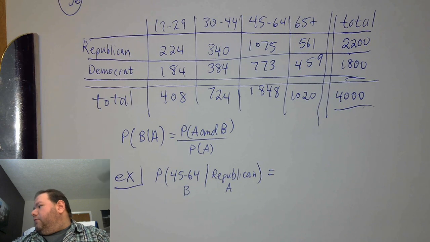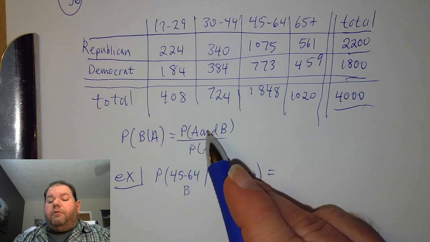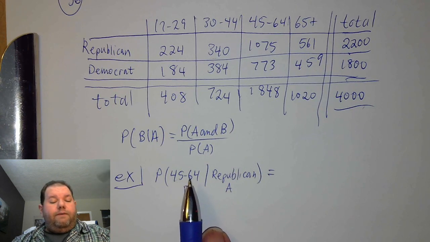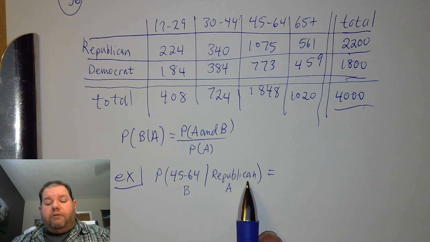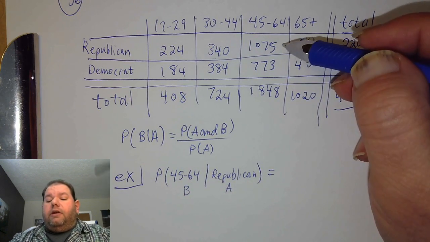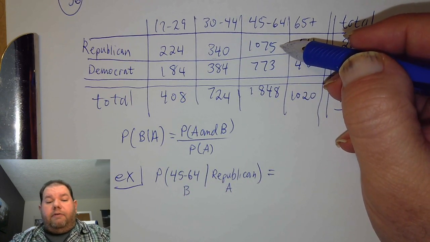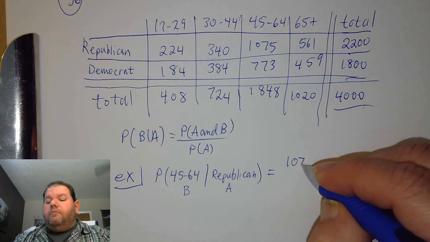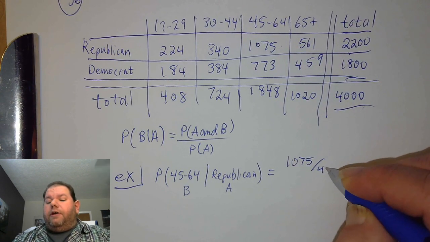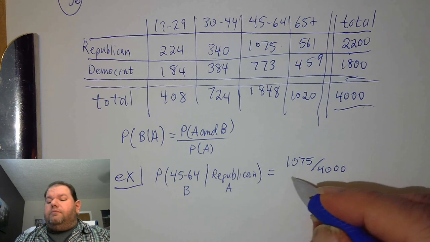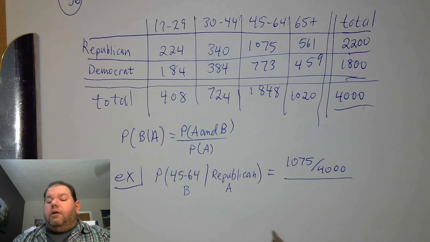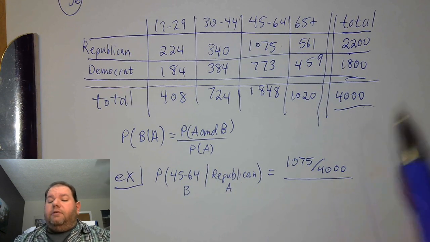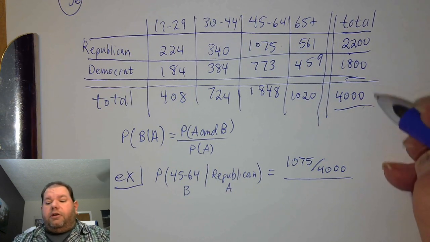Now, for the numerator, we look at the probability of A and B, that someone is both 45 to 64 years old and a Republican. That is 1,075 people right there out of the 4,000 total. And then P of A on the bottom, what's the probability that someone is a Republican? We said that was 2,200 out of 4,000.